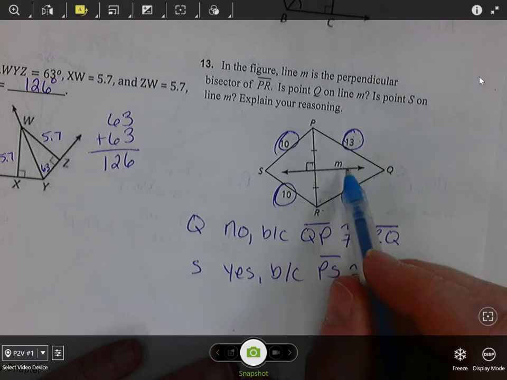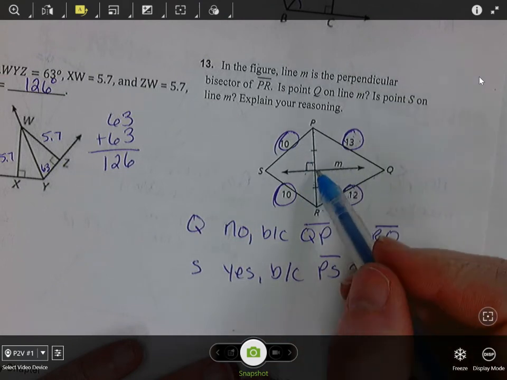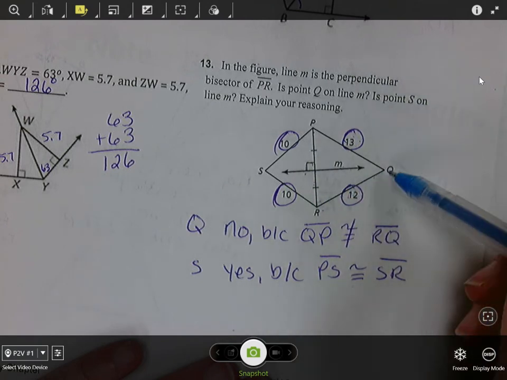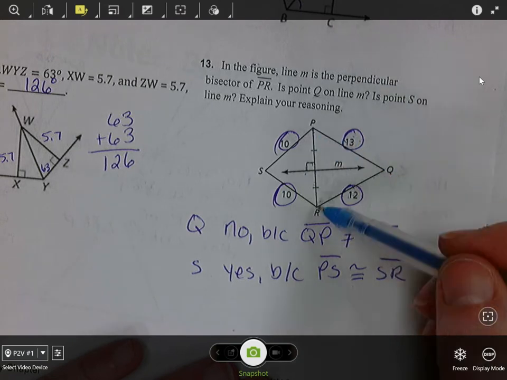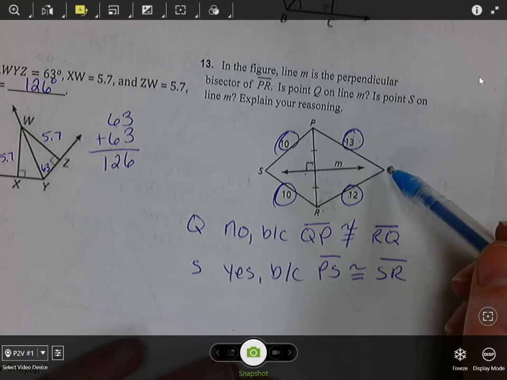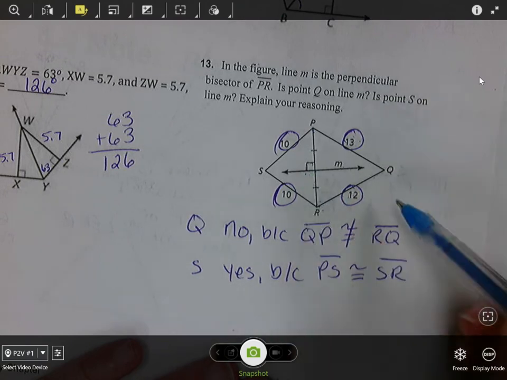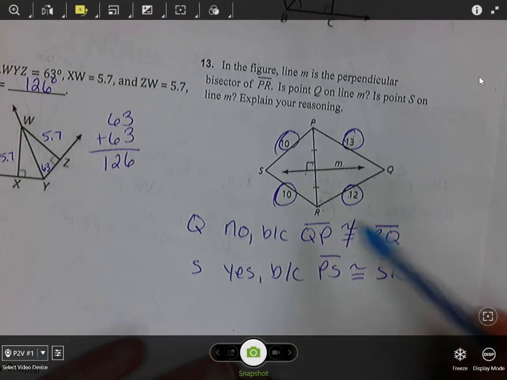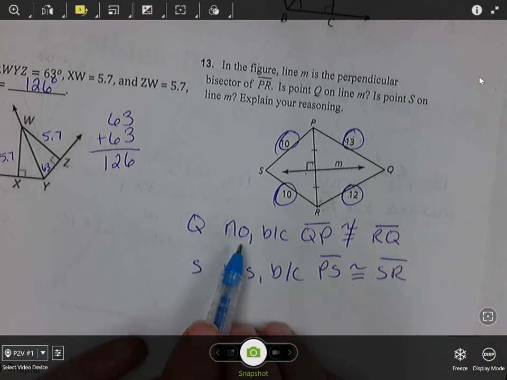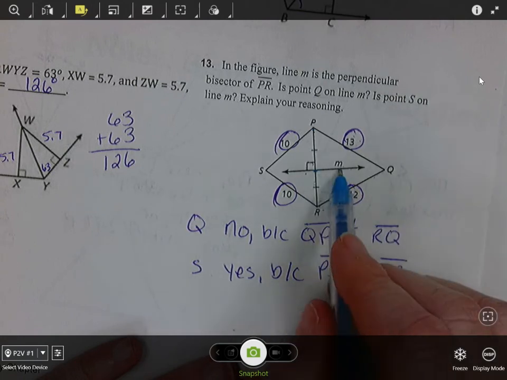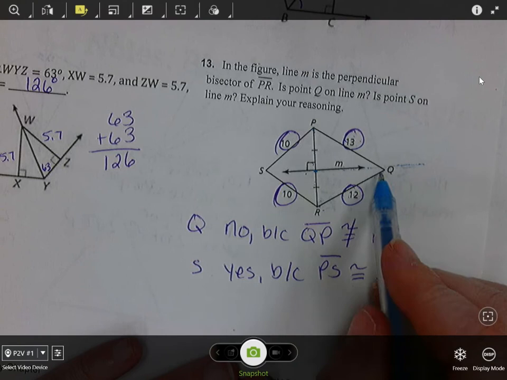Well, this is the perpendicular bisector. It's perpendicular, and it goes through the midpoint because these two are congruent. So what you want to look for is whether or not Q and S are equidistant to the endpoints P and R. Well, if you look at Q, from Q to P is 13 units, and from Q to R is 12 units. So since it's not equidistant, it's not going to be on the perpendicular bisector. So for Q, the answer is no, and it's because segment QP is not congruent to segment RQ. If you were to extend this line, it would actually go over Q a little bit.